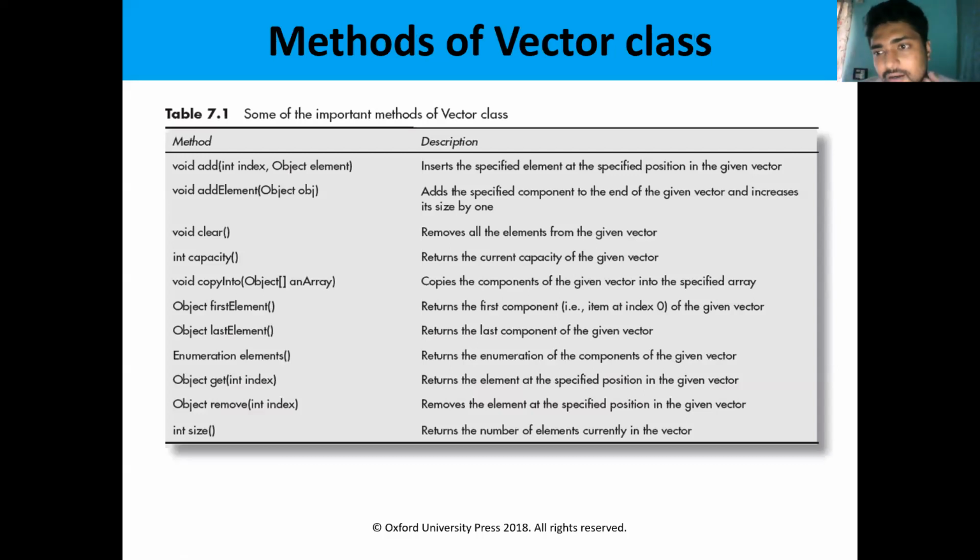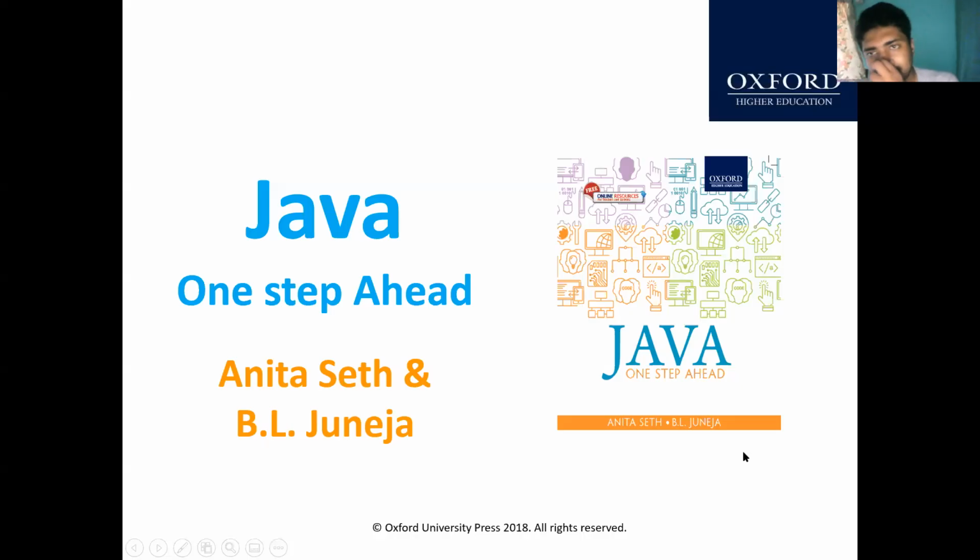So we have the vector class. For arrays, we have the Arrays class; for vectors, we have the Vector class. The Vector class also supports some methods. These are the list of predefined methods. So this is all about arrays. Let us quickly move on to inheritance.